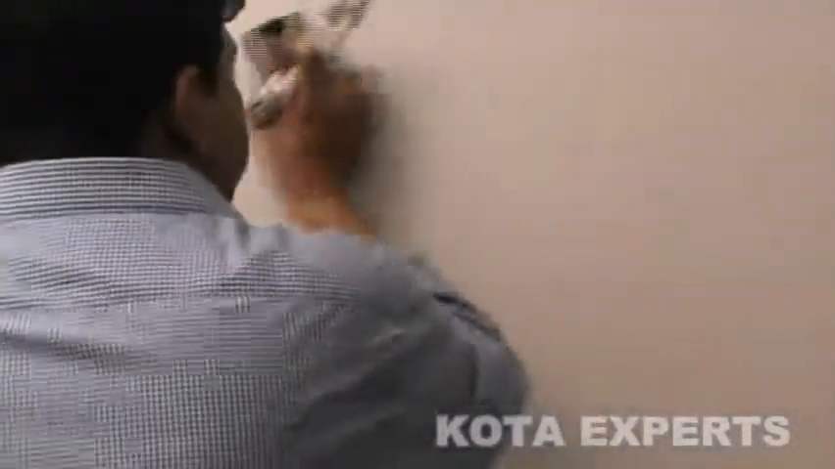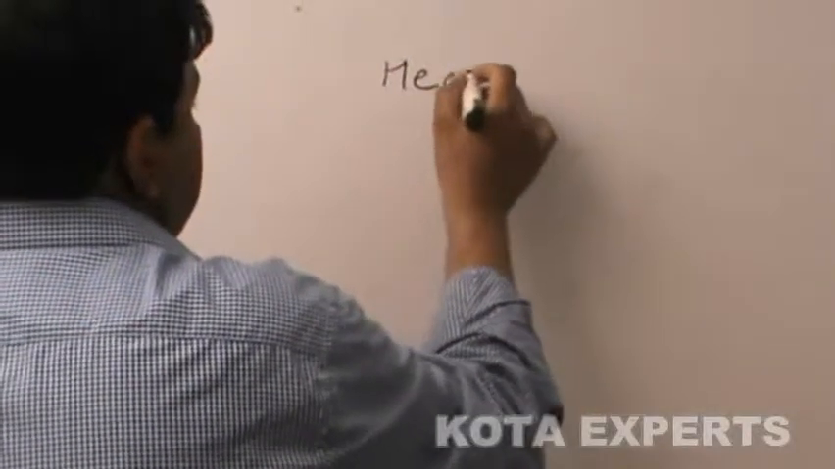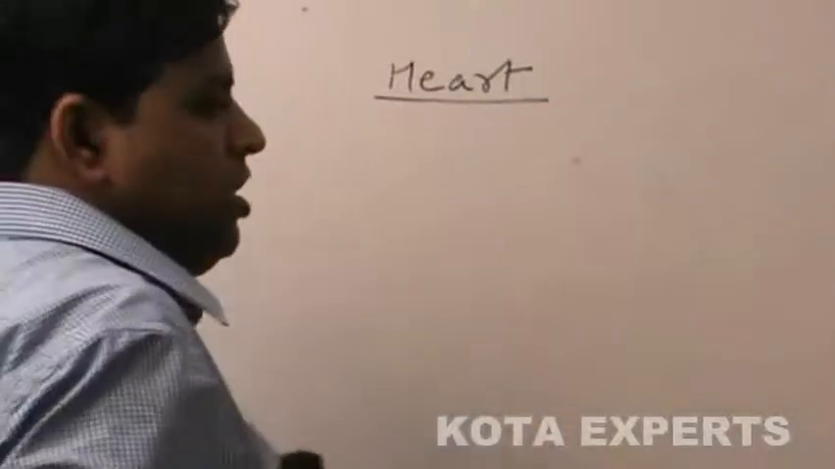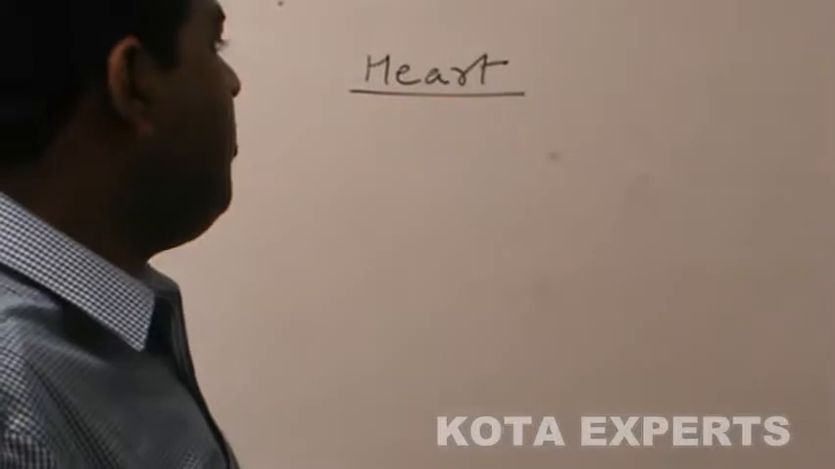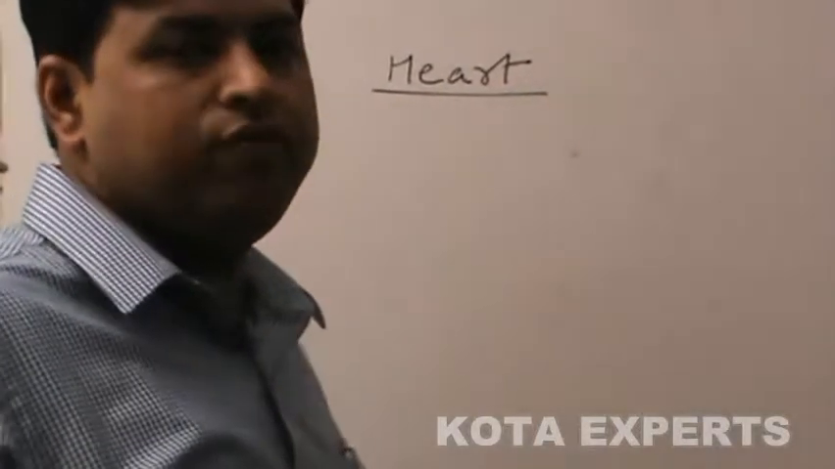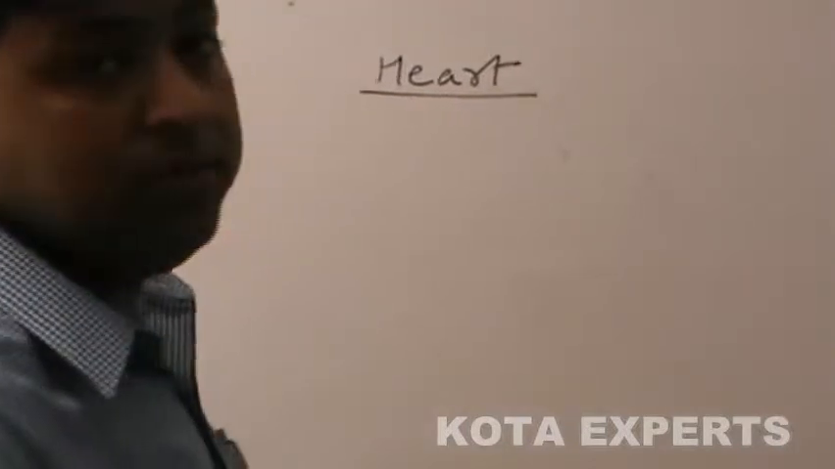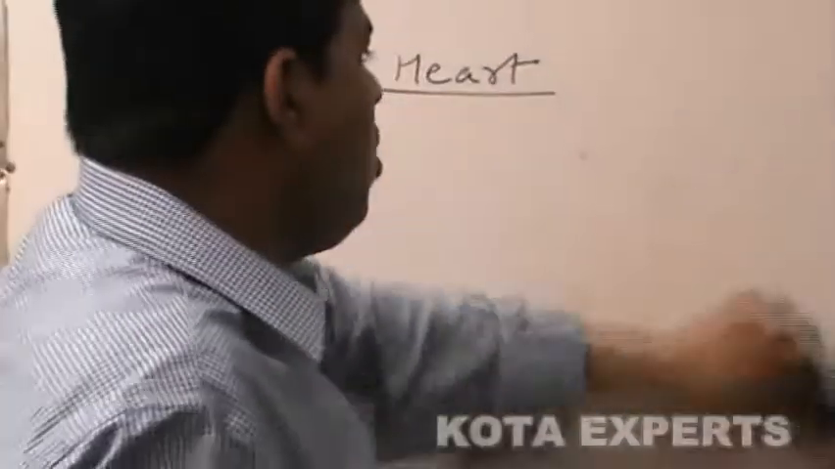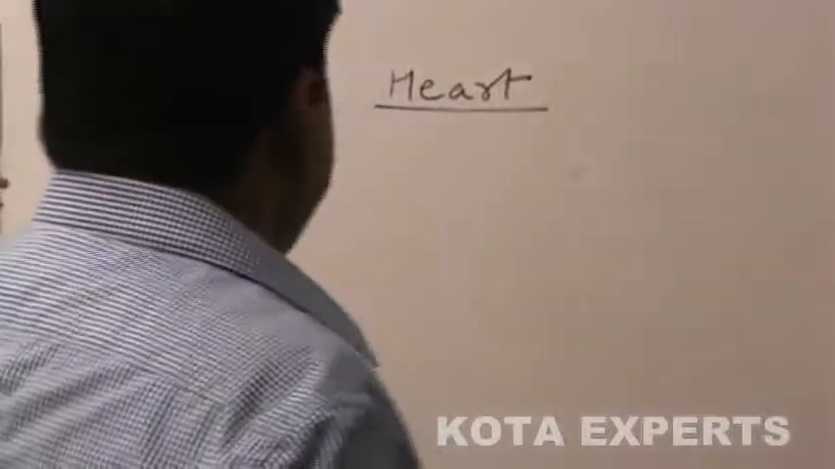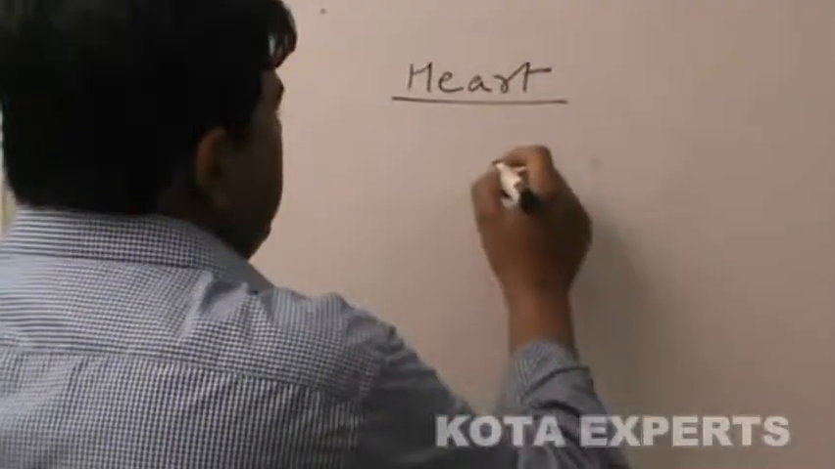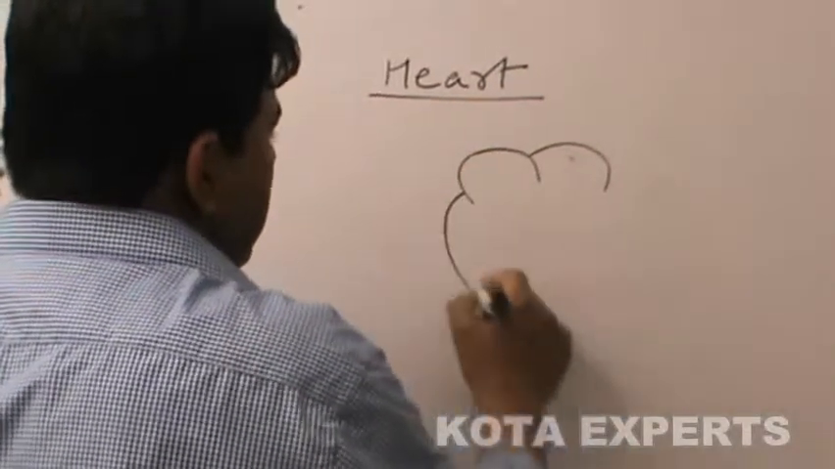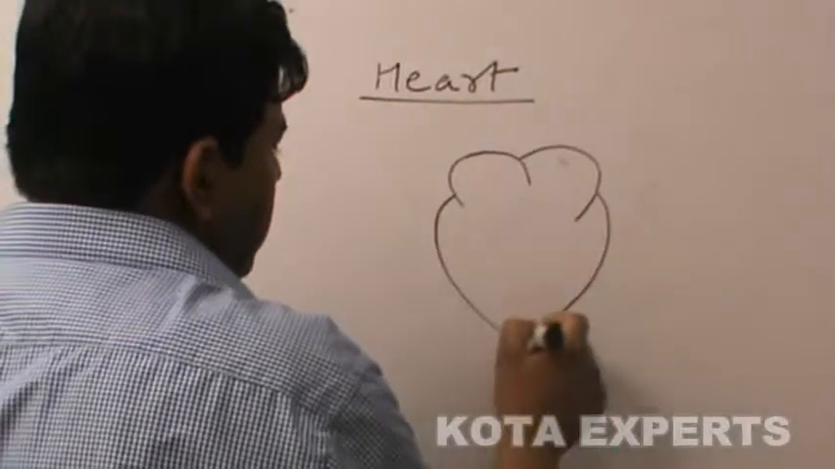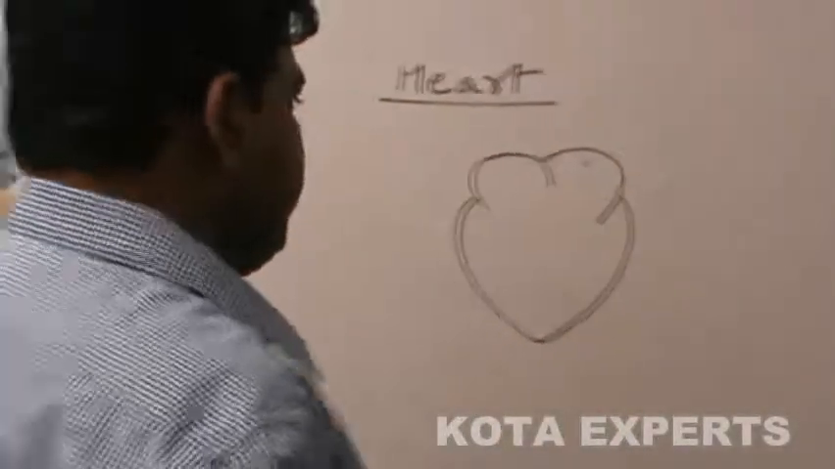Now coming to our pumping organ, that is the heart, without which circulation is not possible. And if circulation is not possible, then there might be death of the tissues as well as of the person. Now let's have a look at the mammalian heart. It is just an indicative diagram. It comprises two atria and two ventricles.